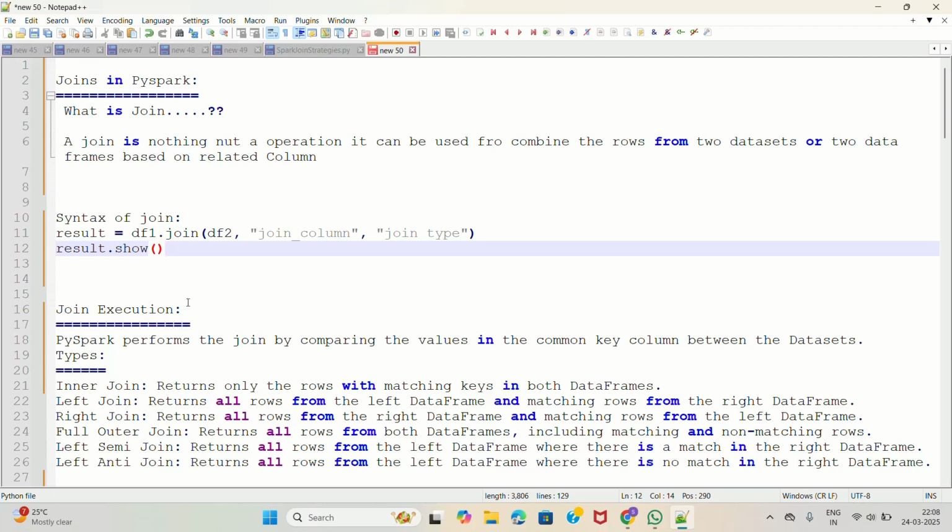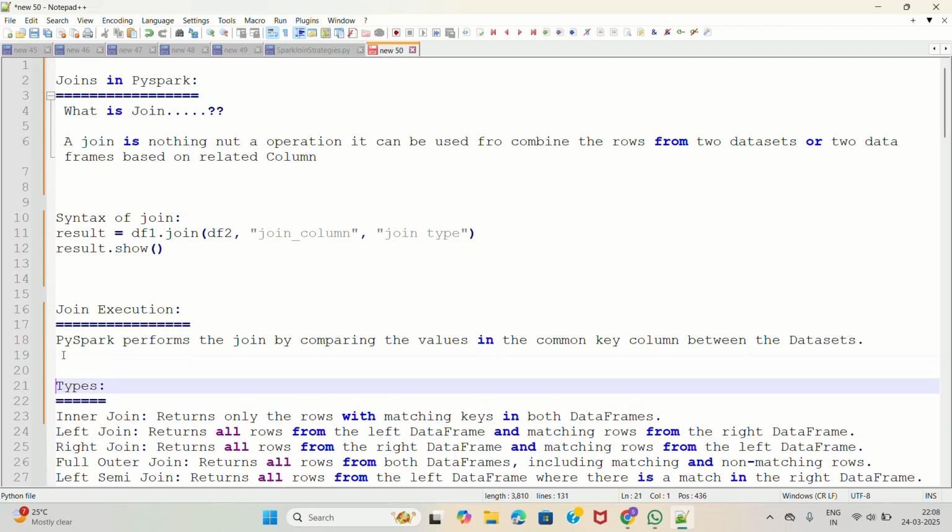Then after that we are going to see the join execution, how the join actually executes inside. Basically, PySpark performs joins by comparing the values in the common key column between the two data sets. As we discussed in the definition of the join, based on the common key column only it will perform the join, otherwise it is not possible. So based on the common key values only we perform the join operations.